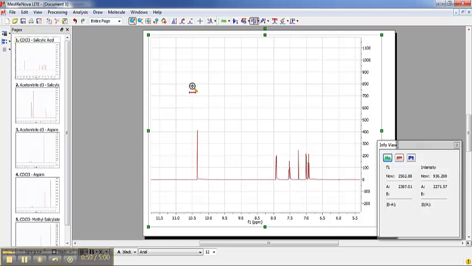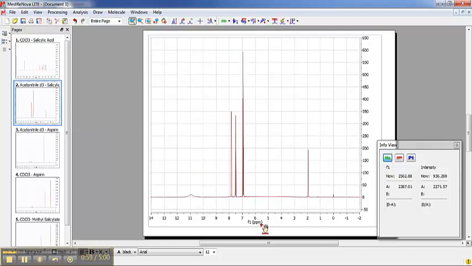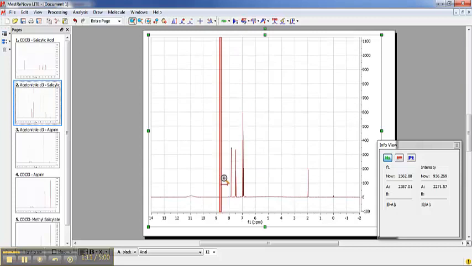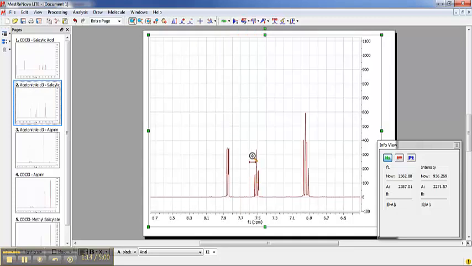Salicylic acid is not particularly soluble in chloroform D, so I also took a spectrum in acetonitrile D3, a different NMR solvent, and here is where the acetonitrile peak shows up. What you have is a broad singlet, a different broad singlet there, and in the aromatic region what we have is doublet, triplet, and something more complicated, which we're going to talk about later.